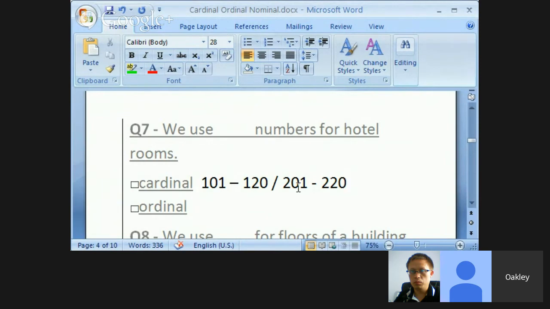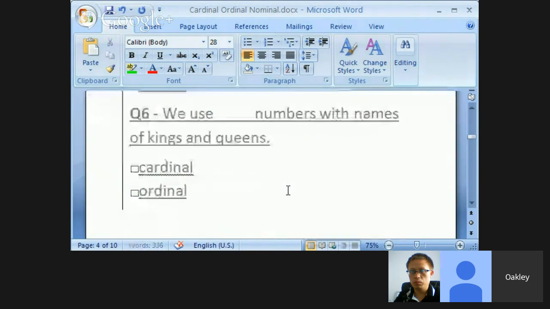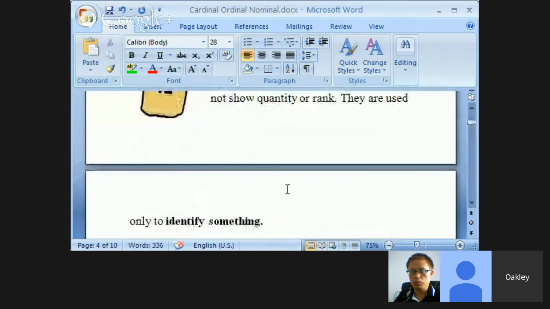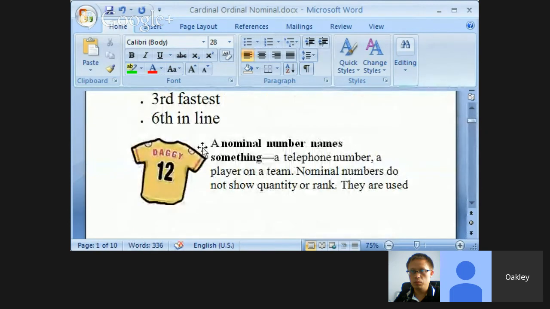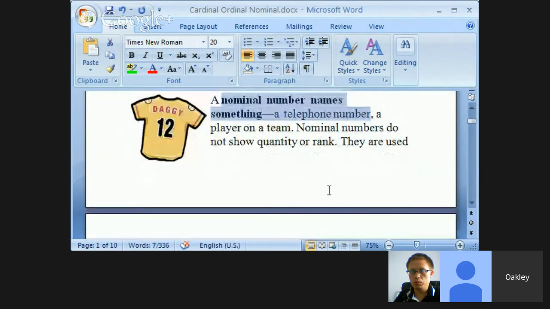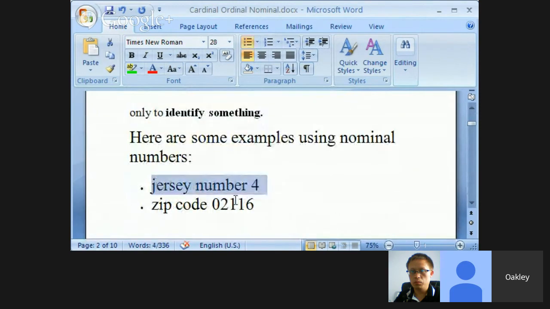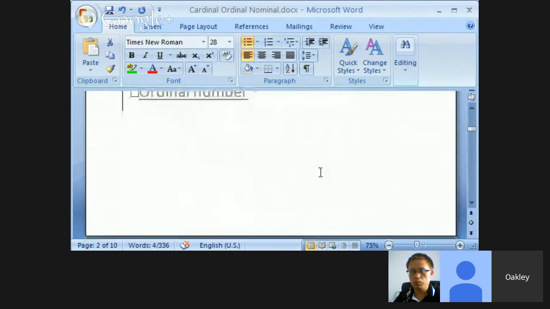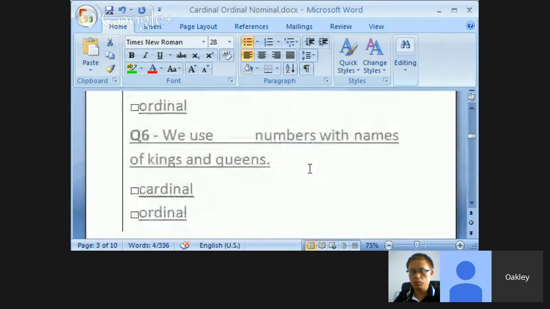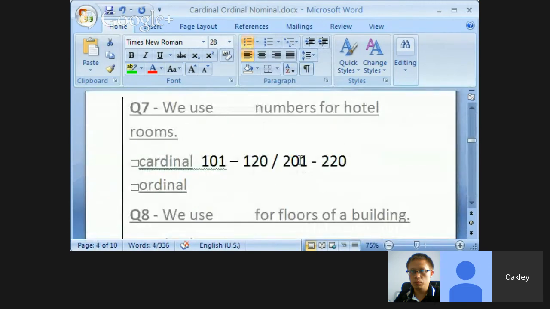Actually, this was a trick question. Actually, hotel rooms, in all reality, are nominal numbers. They are basically the name of your room. So nominal numbers identify something. They name it, like a jersey or a zip code or your street address. So the truth is, that was a trick question. Ha! Sorry, couldn't help it.